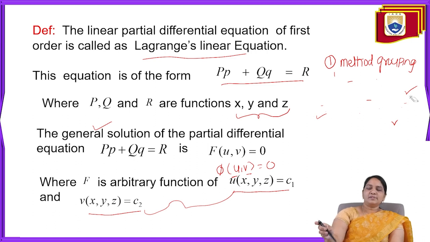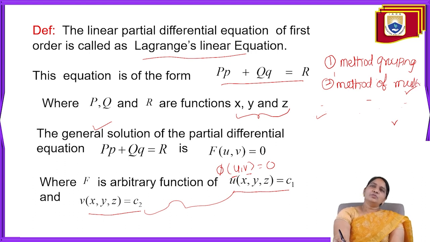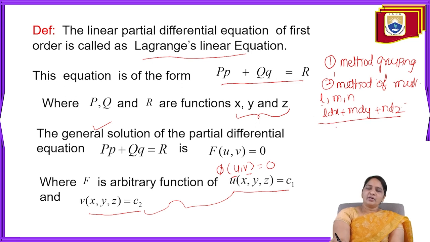Now coming to the method of multipliers, the second one. Here we need to select a set of multipliers. How to select the set of multipliers? There is one condition to decide whether the numbers we have taken are multipliers or not. So we will take l, m, n. This is one set of multipliers. Here l into dx plus m into dy plus n into dz. When we multiply the numerators with l, m, n, in the same way we multiply the denominators also, after writing the auxiliary equation dx by P equal to dy by Q equal to dz by R.